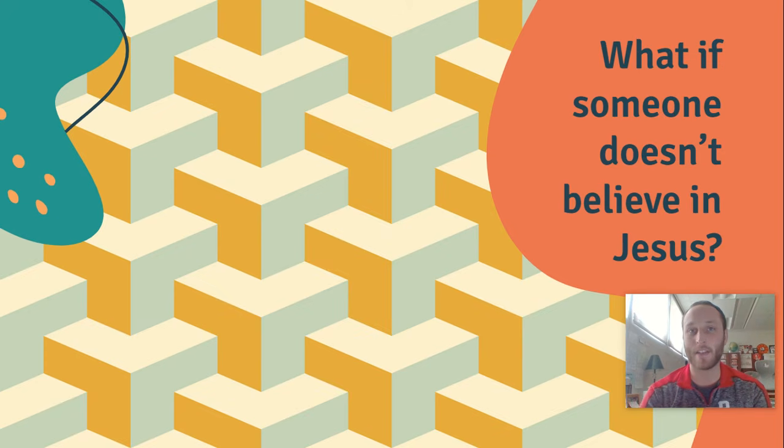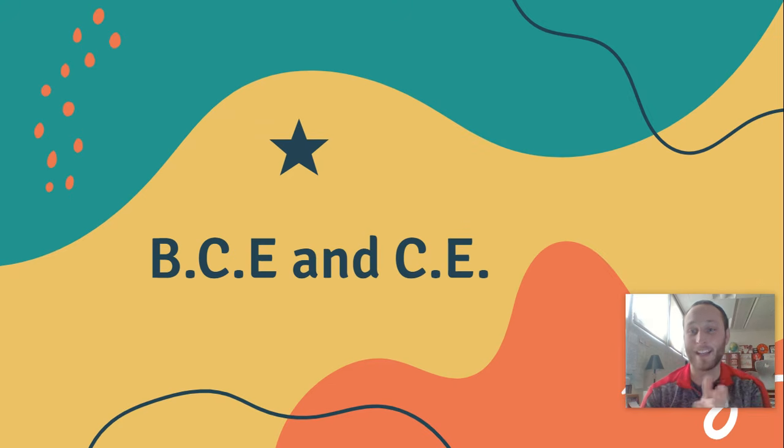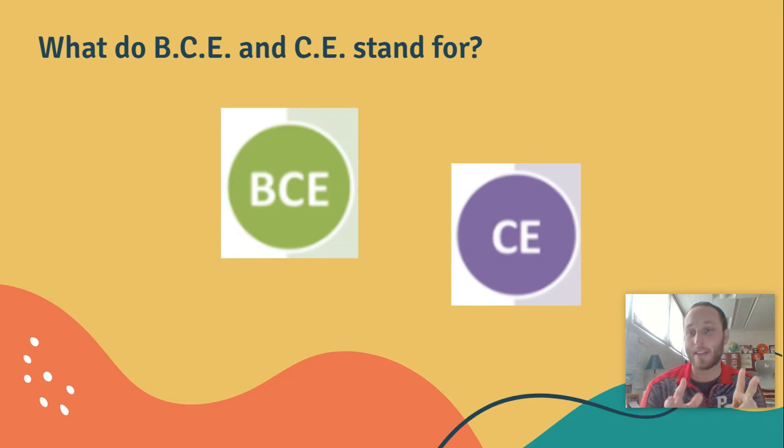So, if someone doesn't believe in Jesus, then we have the second set of acronyms at the end of our timeline here, at the end of our years. So, instead of saying 700 BC, I could also call that 700 BCE. And instead of calling it 2021 AD, the year that we are in right now, I could actually just call that 2021 CE. So there's a reason why we have two sets, and that's because not everybody around the world practices Christianity or a religion. So we have now two sets of acronyms that we can put at the end of years.